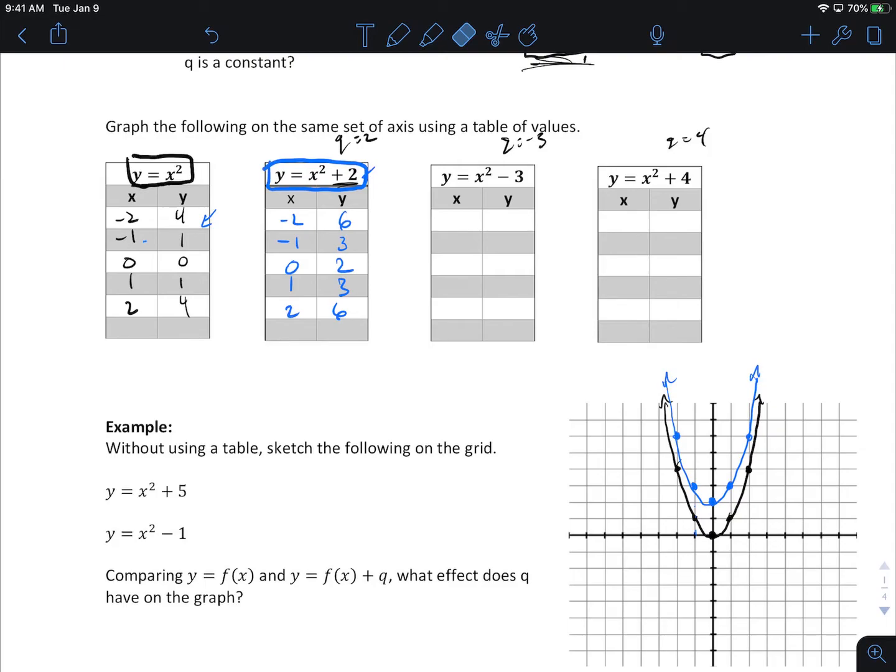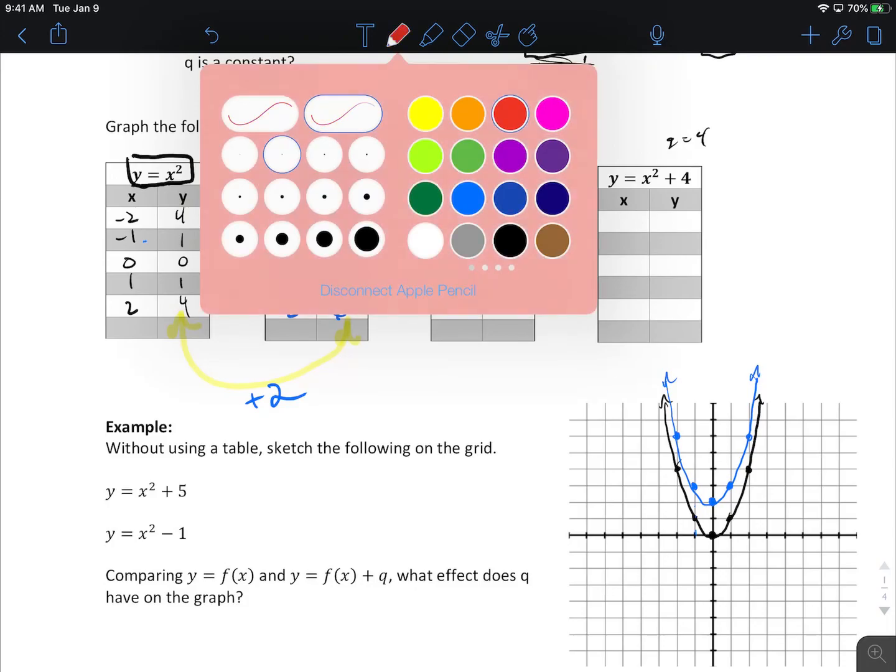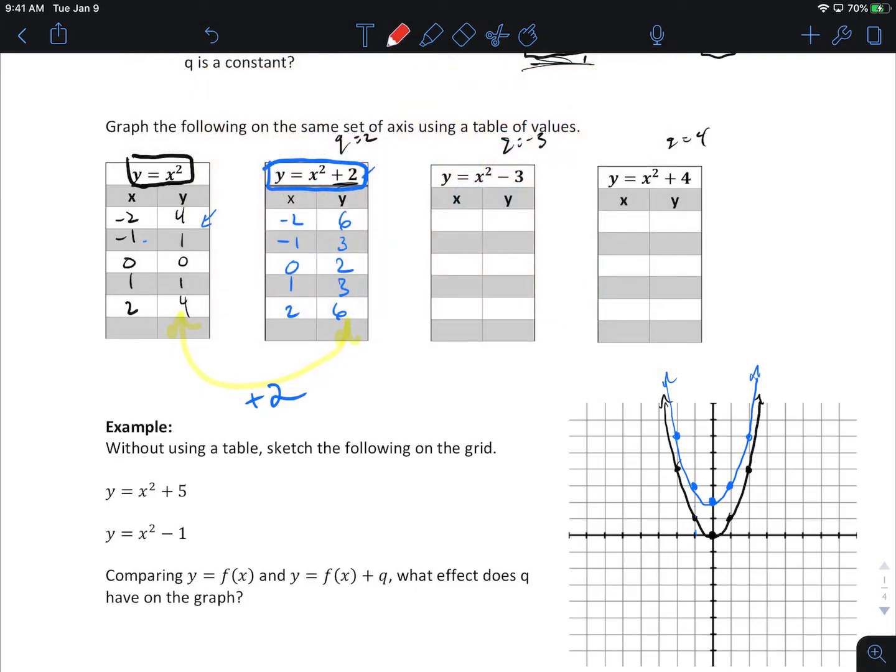I took the black one and their y values, all these y values, I added 2 to the y values. So then I don't even need to fill out the rest of these tables of values, now once I know what the rule is, the thing on the end, q. I know that I'm going to take the original values of y and subtract 3 now. So I'm going to take, I know this is all going to be the same, the original y values and subtract 3.